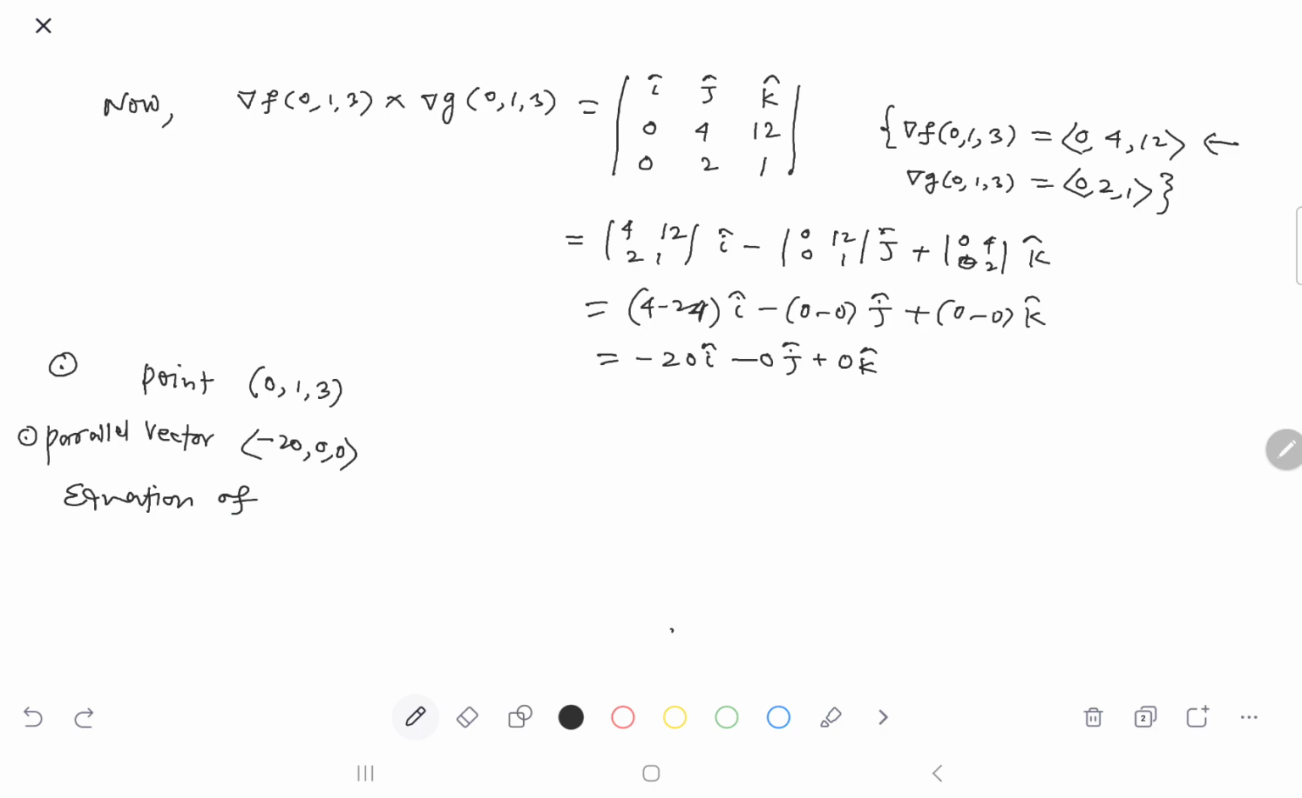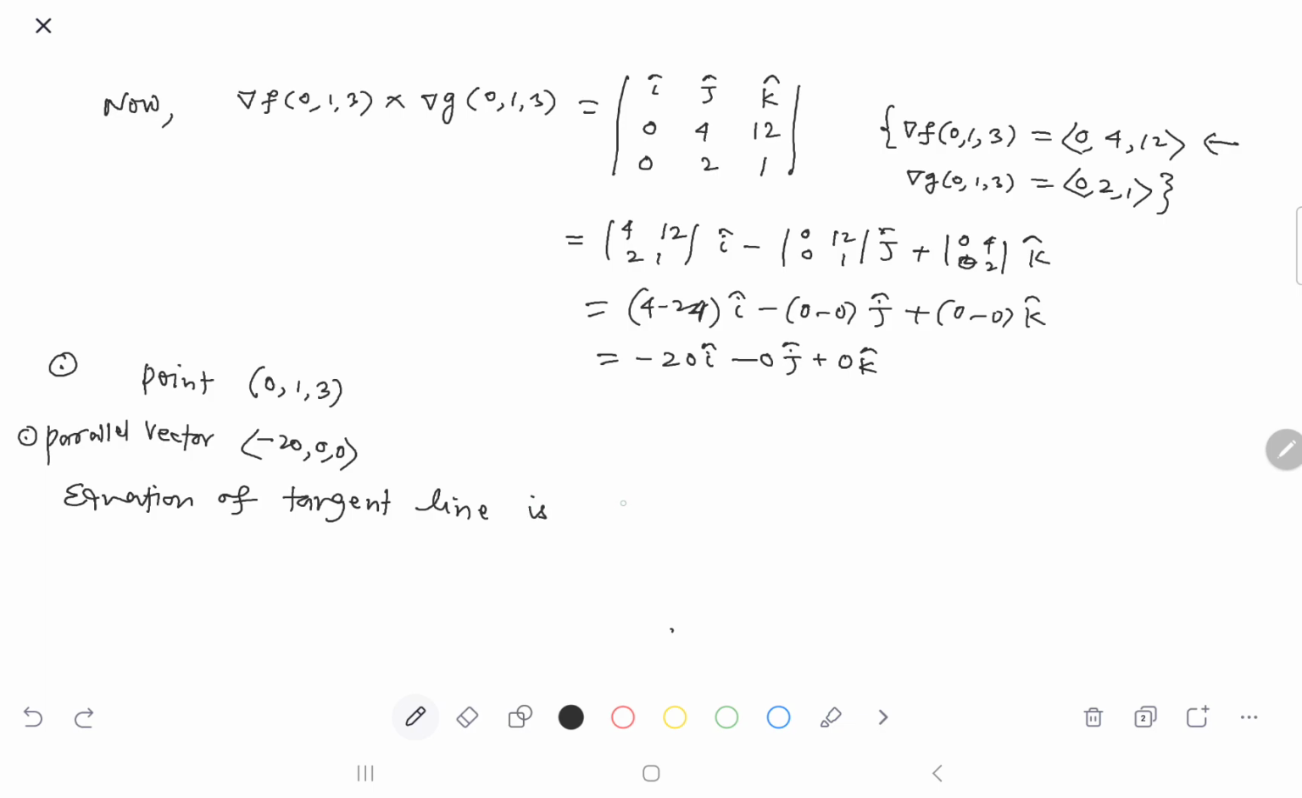So basically we are writing the equation of a line. When you are writing the equation of a line, we need a point, which is exactly 0, 1, 3 here, and we need a vector parallel to the line, which we are getting from here: negative 20, comma 0, comma 0. So now you can write the equation of the tangent line.